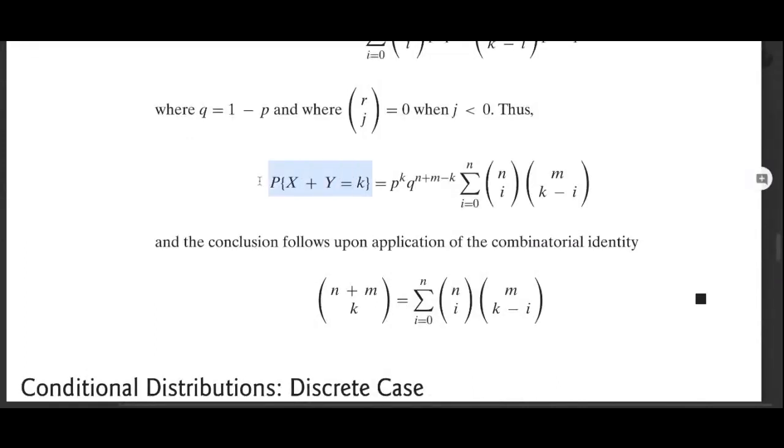Oh, okay, then that's this. That's p to the k, q to the n plus m minus k. What's q? q is 1 minus p. So it is n plus m minus k, and the index goes from 0 up to n, and then n choose i, m choose k minus i. Okay. Nice, huh?